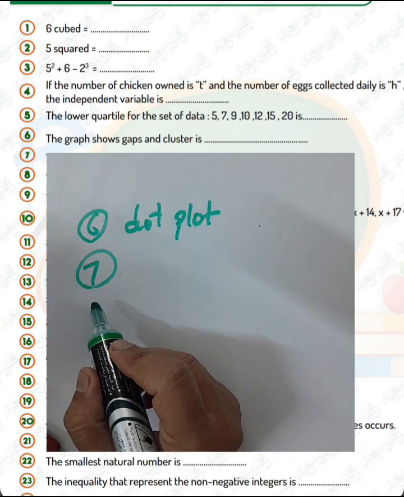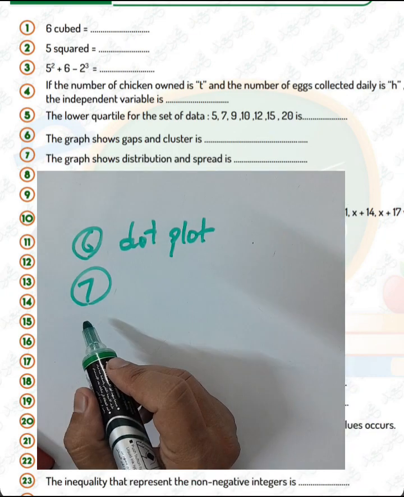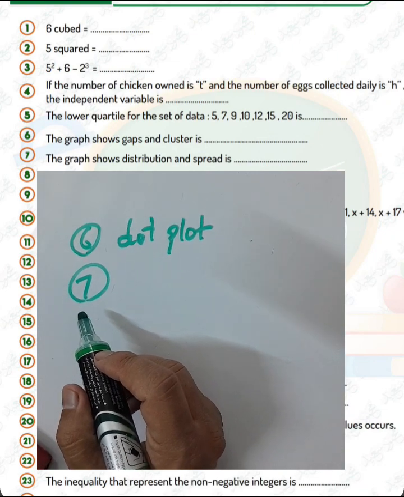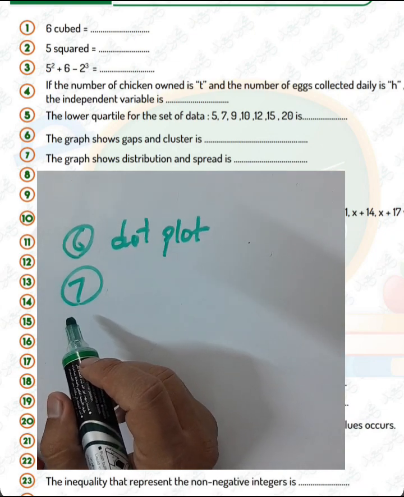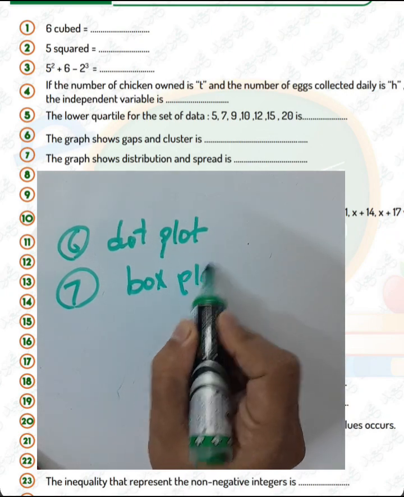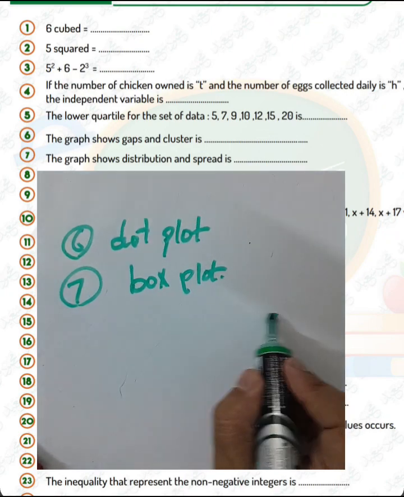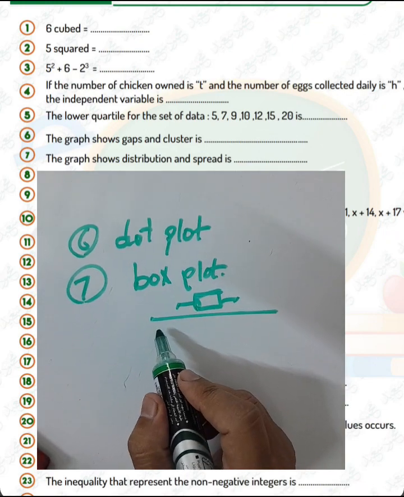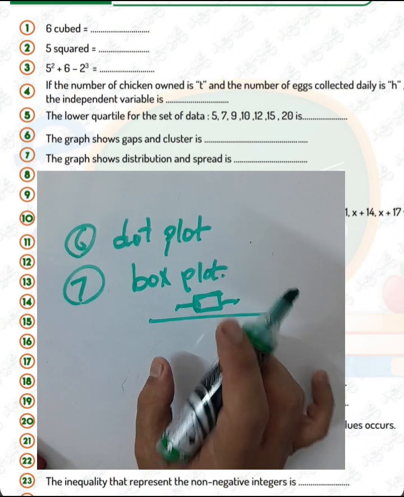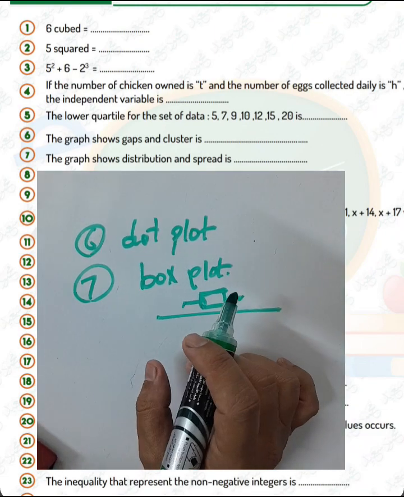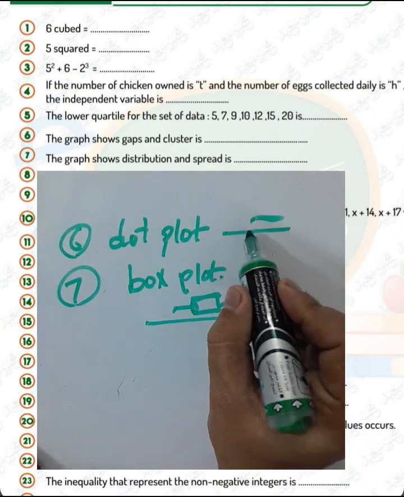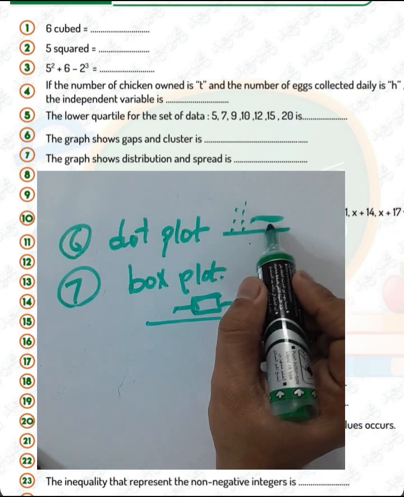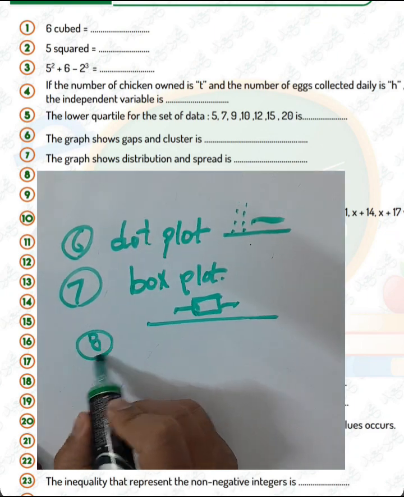Question number 7, the graphic shows distribution and spread. Distribution and spread, we called it box plot. What about distribution? Distribution will be box plot. But gaps and clusters, we call the gaps and these clusters using dot plot.